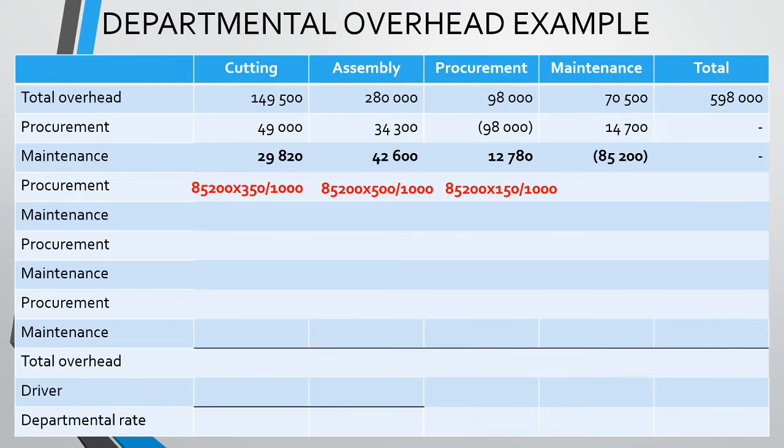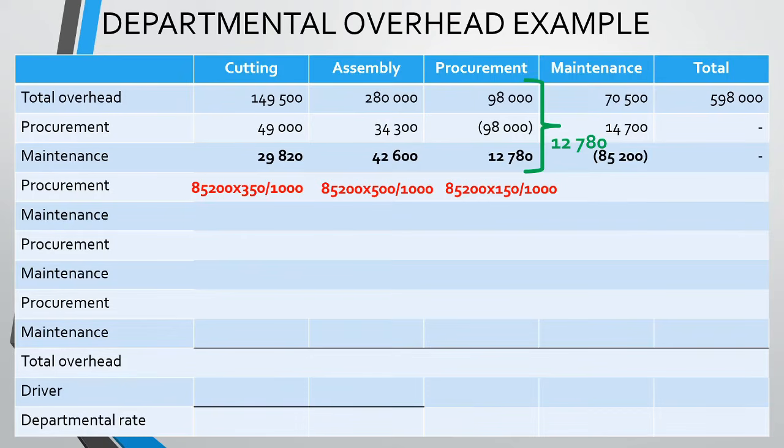Now for the maintenance department, remember that we are allocating out the original overheads of 70,500 plus the allocation from the procurement department of 14,700 Rand, which gives us our total of 85,200. Notice what has happened. Our maintenance department is now empty. However, our procurement department has 12,780 Rands worth of overheads in it.